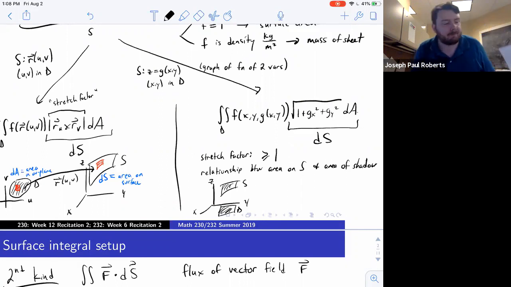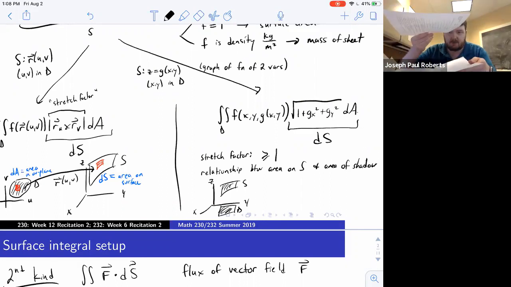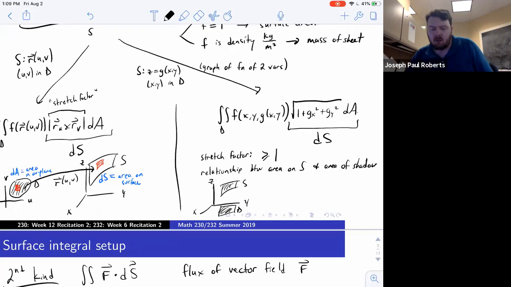And so the only way that they have the same area is if this is lying horizontally. As soon as I start rotating this up so that it's not horizontal, the shadow is actually going to shrink. And that's one way you can think about this going on. That's what you want to think about this rv cross rv length, or this square root. It's something that relates areas between different things.